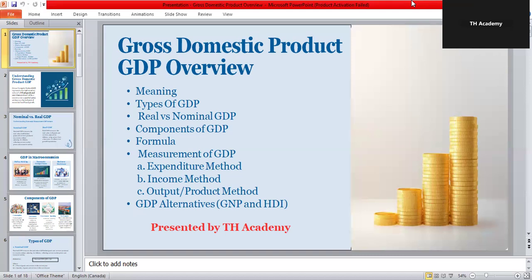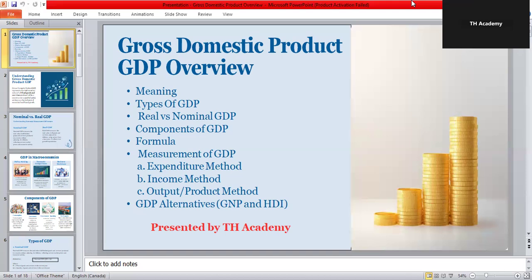So let's start with the basics. GDP stands for Gross Domestic Product. It's one of the most important measures used to understand how strong or weak a country's economy is. In simple words, GDP tells us the total value of everything a country produces, like all goods and all services within its borders over a certain period of time, usually 1 year. There are different types of GDP like nominal GDP and real GDP. We will also learn what makes up GDP, the components of GDP such as consumption, investment, government spending, and exports.